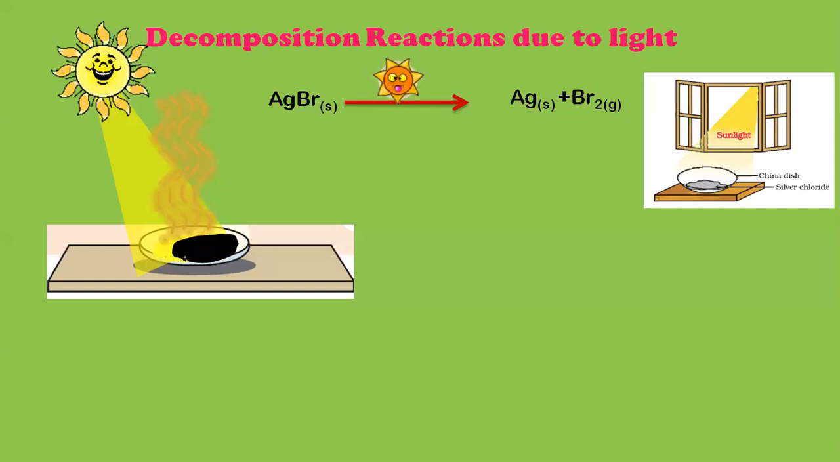Before that, let's balance it. Ag on left hand side 1, Ag on right hand side 1, Br on left hand side 1, Br on right hand side 2. So to balance it, I'm going to put 2 in front of AgBr, and 2 in front of Ag. Is the equation balanced? Anushka, you understood how to balance the equation?